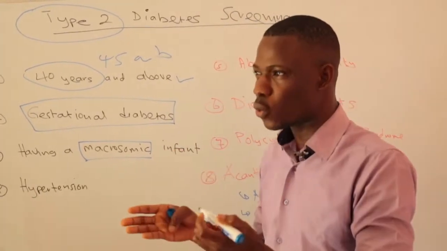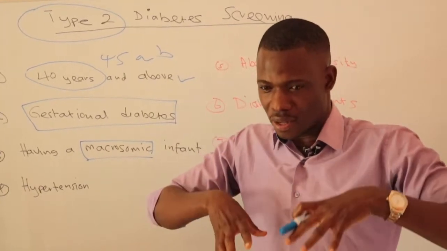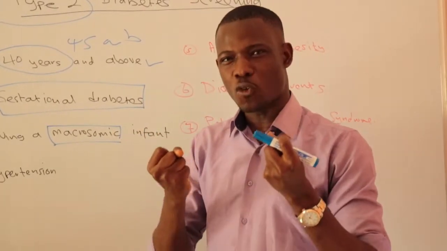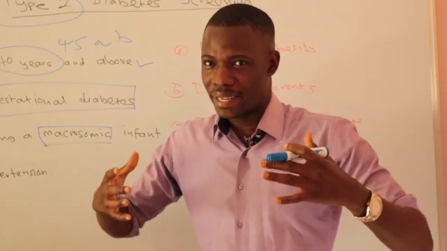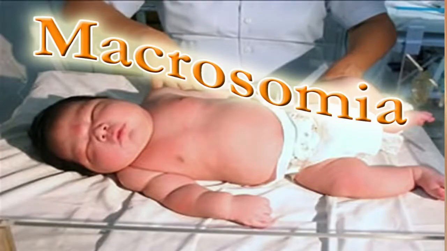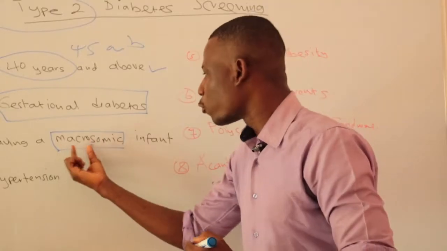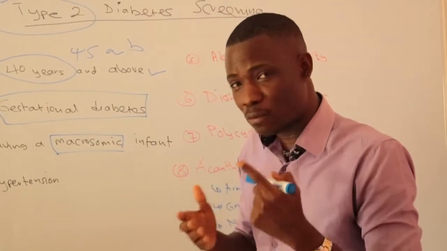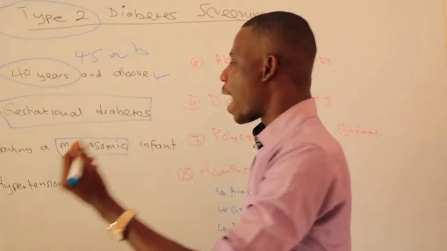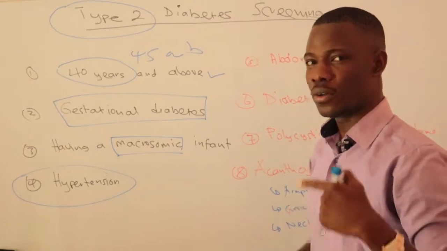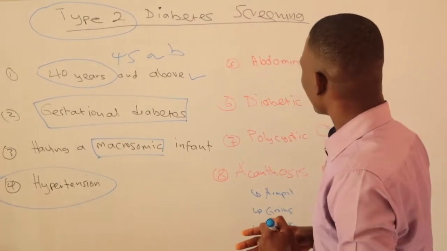And why is that so? Because during the time the baby was in the uterus, it absorbed a large amount of glucose to the extent that it has grown big. So wherever there's glucose, there's growth. That's the reason why the child is very big. So in case during your pregnancy, you give birth to a macrosomic infant, there's a high chance that you will develop type 2 diabetes. And if you have hypertension, there's a high risk that you will develop type 2 diabetes.